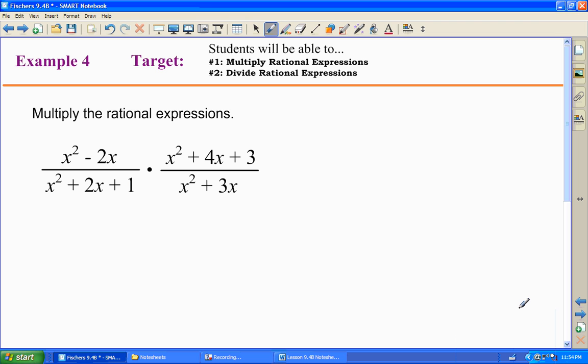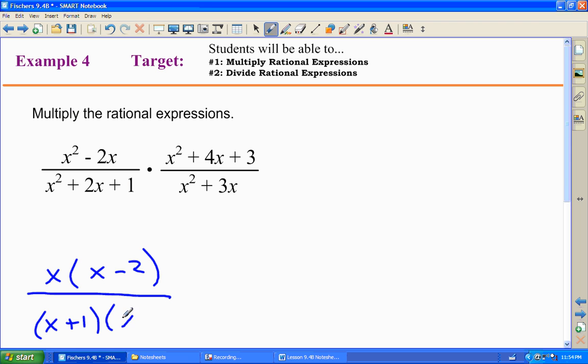This example 4 has a lot to do, but it's very doable and it works out nicely if you factor properly. If I look at this top term, I can pull out an x and come up with x minus 2 as how I would factor that one. The bottom of this fraction looks like it is x plus 1 quantity squared. So I can write it as x plus 1 times x plus 1, right? And over here, this looks like it's going to be x plus 3 times x plus 1. Nice, easy one to factor. I hope you see that.